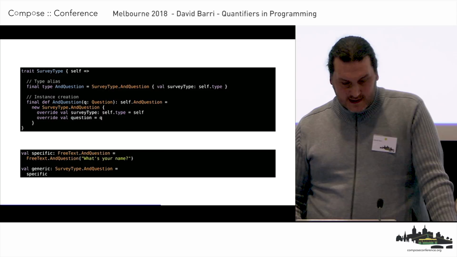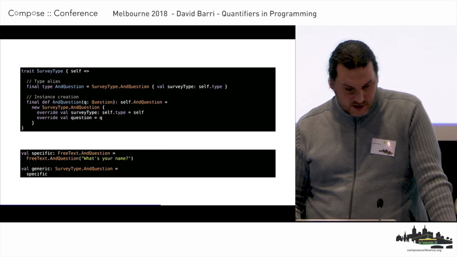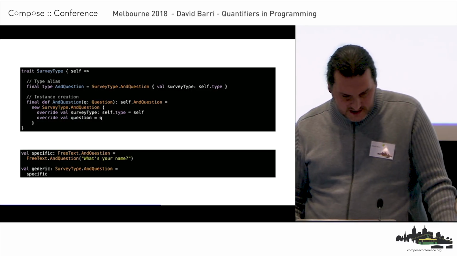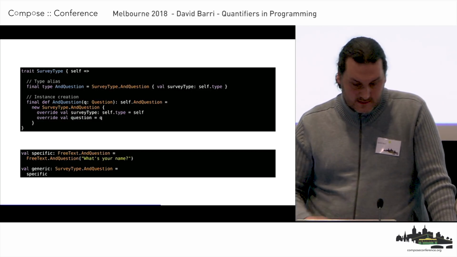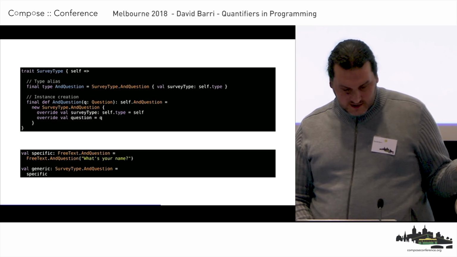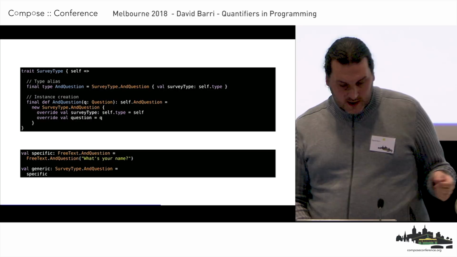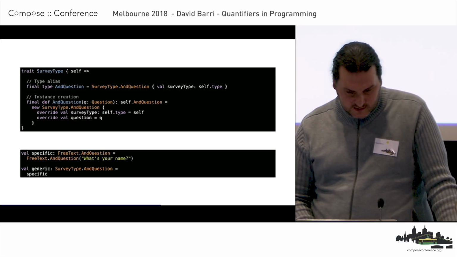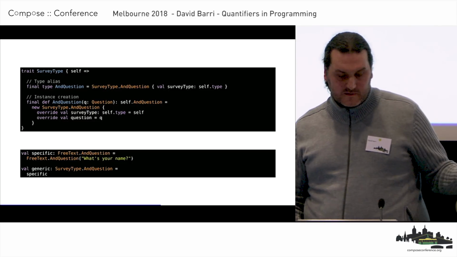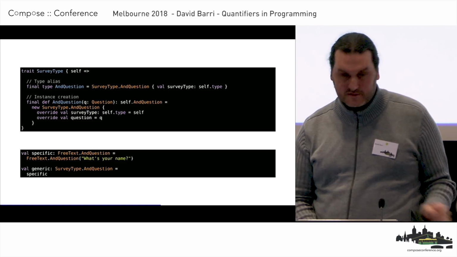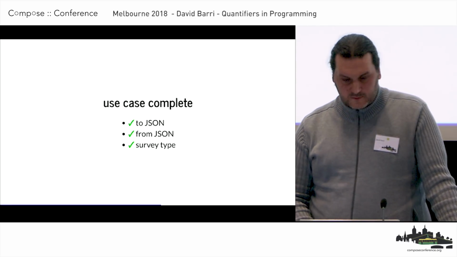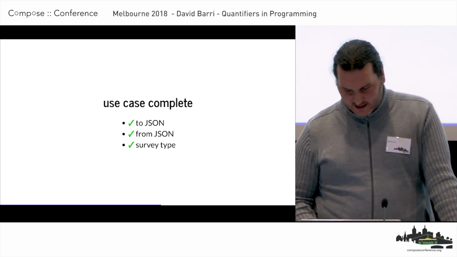So then usage looks like this. We can go FreeText.AndQuestion, pass it a string, all those types check out, and even the return type matches. It's a FreeText AndQuestion. And then if we want to deal with this generically, we can just, not really cast, but we can explicitly tell the compiler to forget that FreeText information. We'll say this is a SurveyType AndQuestion now, so we've just lost that refinement. Cool, we've ticked all the boxes. Use case number 1 complete.